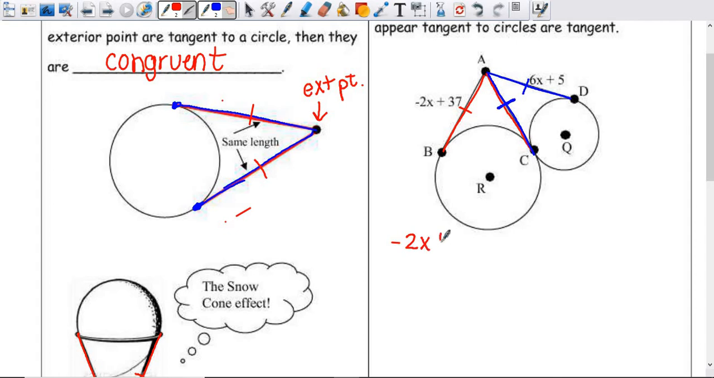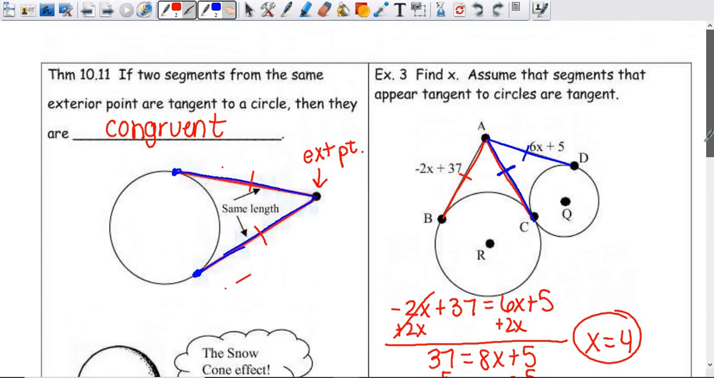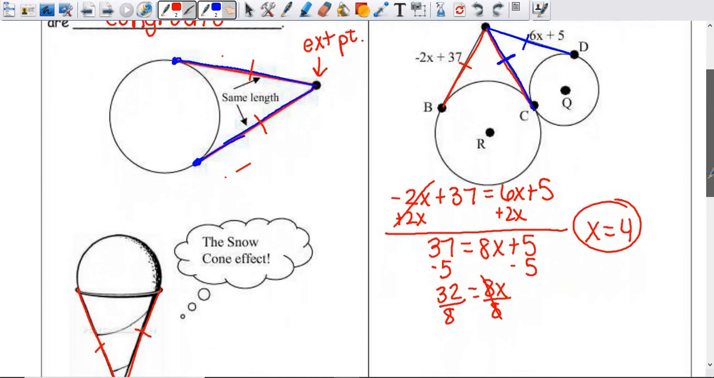All right? If all of those cones are the same length, then you are just going to solve for x. So negative 2x plus 37 equals 6x plus 5, since they are equal. I'm going to add 2x because I don't want to deal with negatives. 37 equals 8x plus 5. Subtract 5: 32 equals 8x. Last step is to divide by 8, and we get that x is 4. And it just says to find x, so we are done.